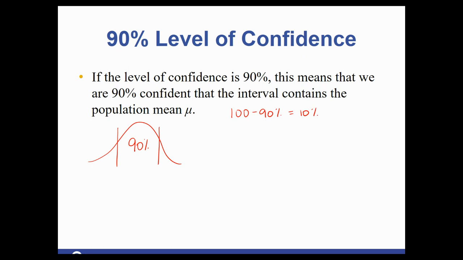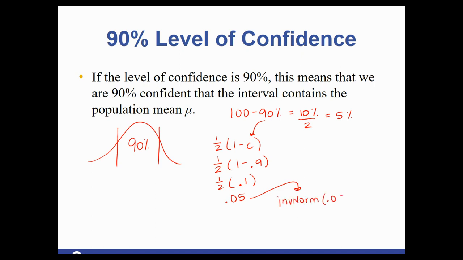And because there's two matching tails, we cut that in half. That's where we get the 5%. So the little formula you just saw on the previous slide, 1/2 (1 minus c), when you plug in 90% as a decimal, so 1/2 (1 minus 0.9), you can see the same process going on here. But this number, 0.05, is perfectly ready to drop directly into inverse norm. So inverse norm of 0.05, again, these are 5% in each one of those tails.